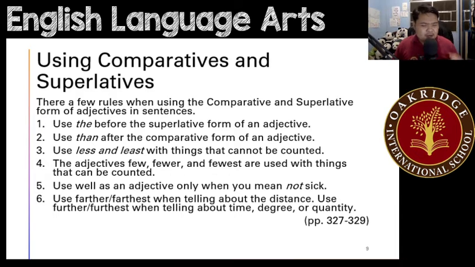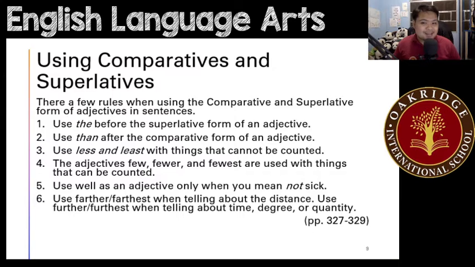Okay, so there are a few rules that you have to take note of when you're using the comparative and superlative form of adjectives in sentences. Number one, you have to use the word "the" before the superlative form of an adjective, right? So, for example, the least or the most. For example, she is the most beautiful. Don't forget the word "the."